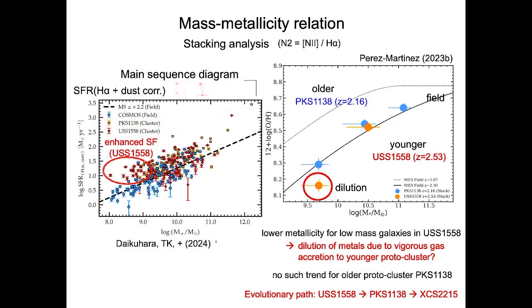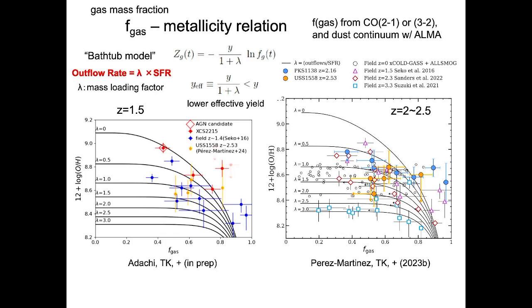And this dilution is consistent with the enhanced star formation activity actually seen in this particular protocluster at the faint end. So this again suggests you have more inflow going on, which dilutes the metallicity and also enhances the star formation activity.